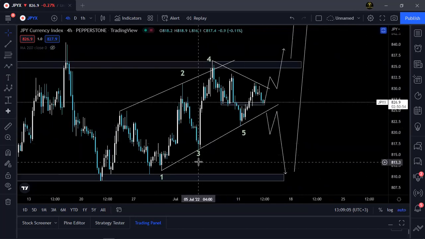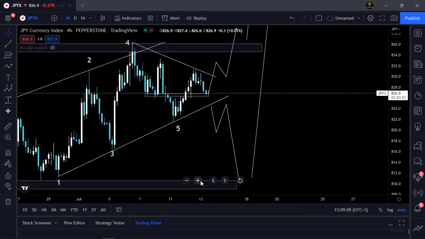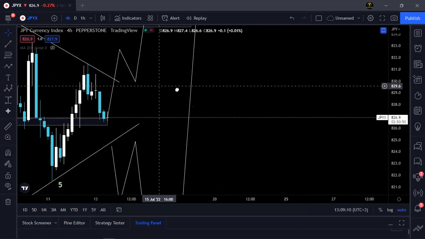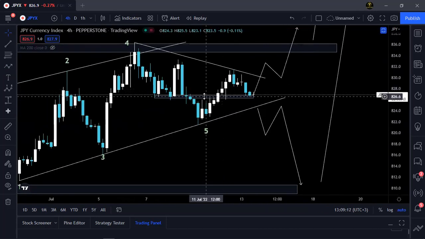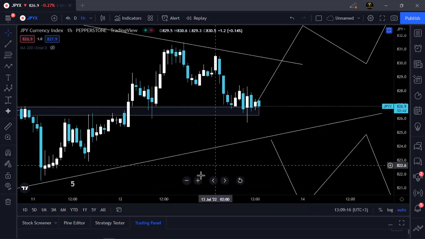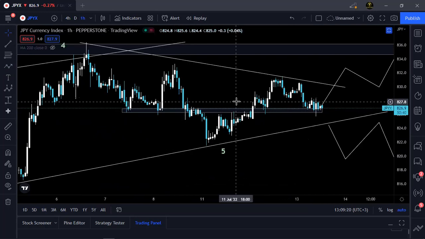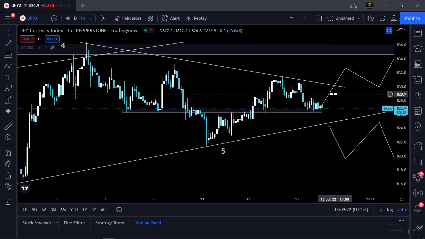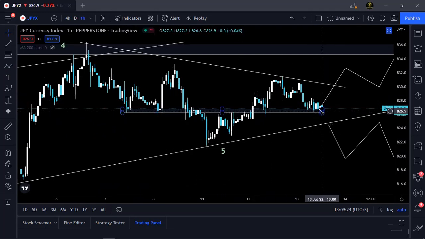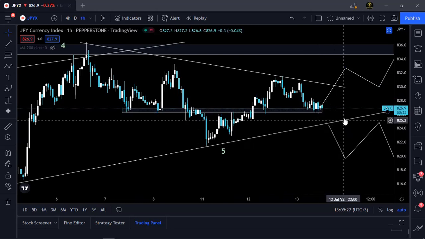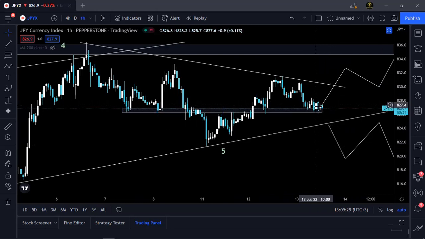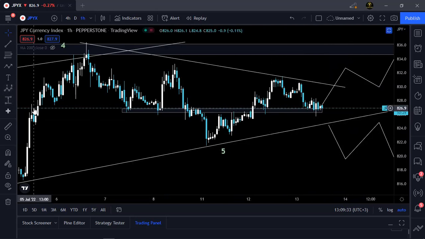Let's see how it goes. Currently prices are in this pattern right here. If you switch it to the 1 hour, you can see it better. Prices are in this support area. They aren't doing much, so if prices do break below here, then I'll be looking for shorts, although currently prices are just consolidating there. So that's my view on the Japanese yen.